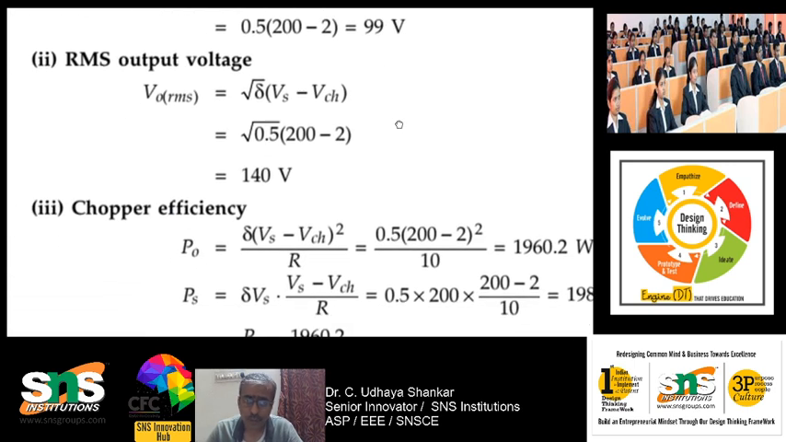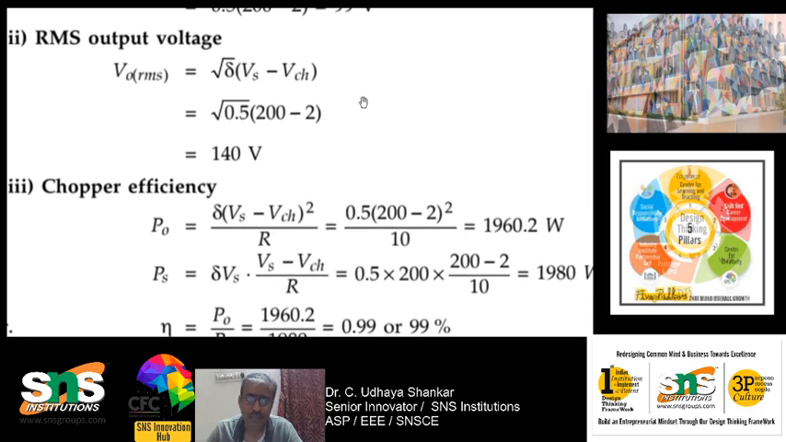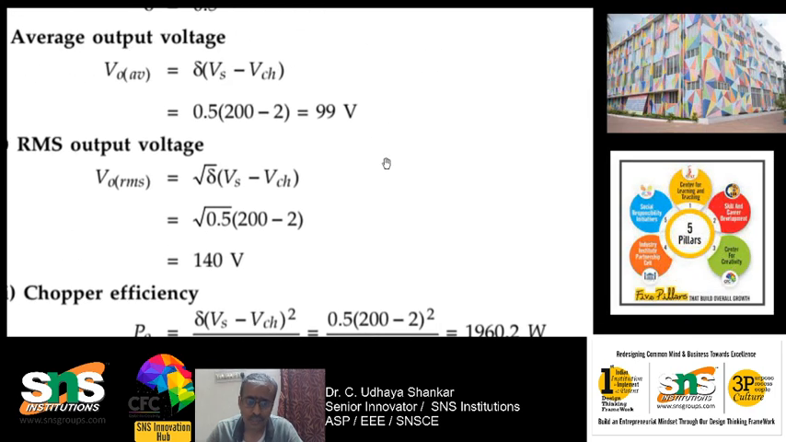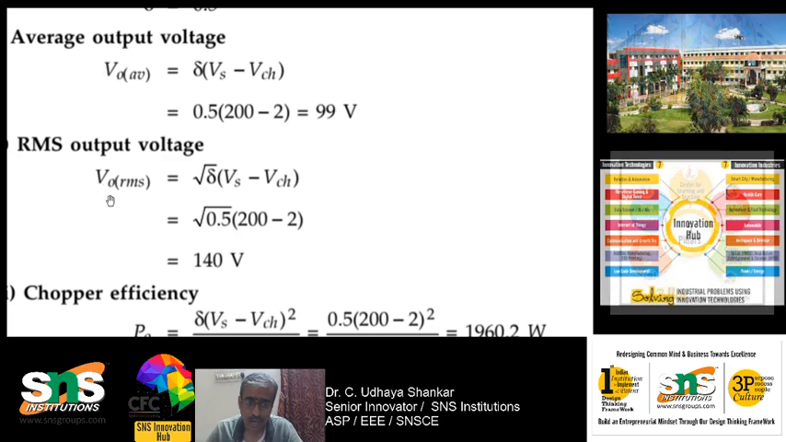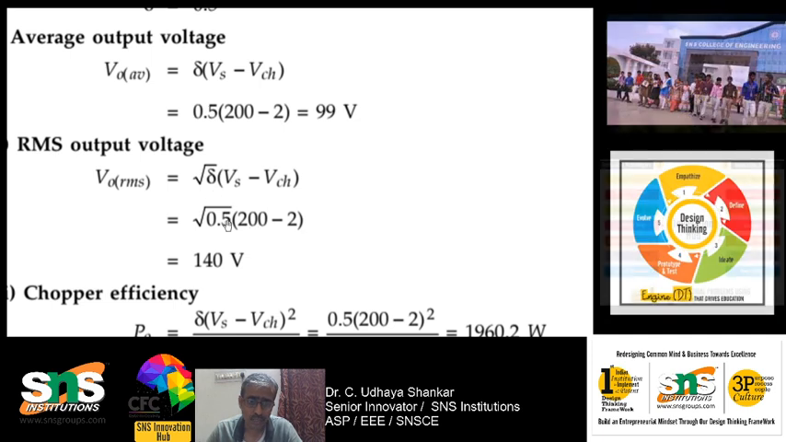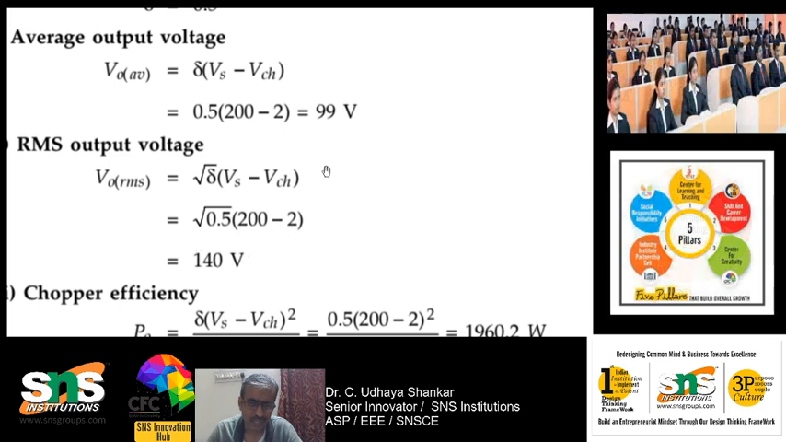Then what is the value of RMS output voltage? See here, there is a small difference. The formula for average output voltage is del into Vs, whereas for RMS output voltage it is root del into Vs. And since the chopper voltage drop is given, we have to subtract it from the supply voltage. So root del is root of 0.5, into 200 minus 2. So you'll be getting the RMS voltage. You can see that the RMS voltage is quite a bit higher when compared to the average output voltage.